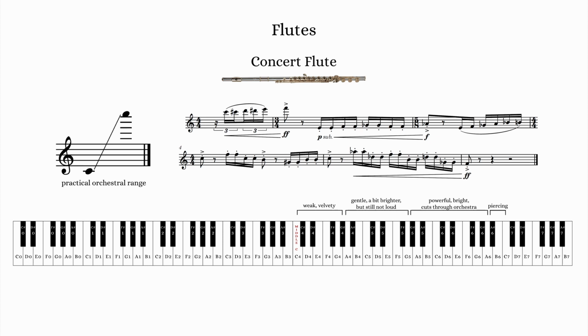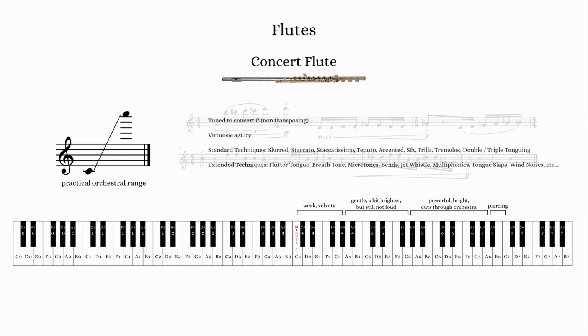Besides the standard articulations that every woodwind is capable of, legato, staccato, tenuto, accented, the flute is great for double and triple tonguing, as well as trills and tremolos. Extended techniques for flute include harmonics, flutter tongue, multiphonics, jet whistle, tongue rams, breath tones, wind noises, overblown, and many more.